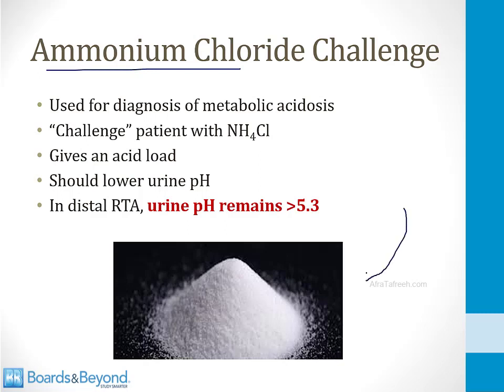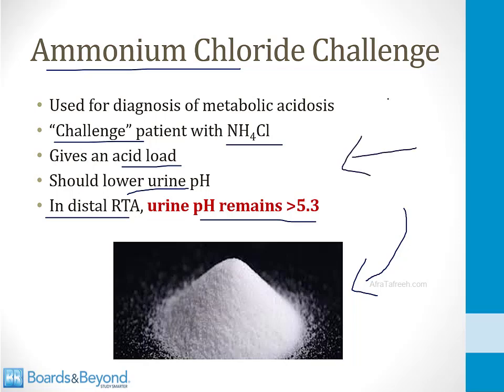This is a picture of ammonium chloride on the screen here. It's a white powder. And what you can do is administer this to a patient who has an acidosis. This is called challenging them with ammonium chloride. This basically gives an acid load to the body because ammonium chloride is an acid, and the urinary pH should become low after they ingest ammonium chloride. However, in patients with a distal RTA, the urine pH will remain high, greater than 5.3, and once again, that's because of the defect in secretion of protons in the distal nephron that you see in type 1 RTA.